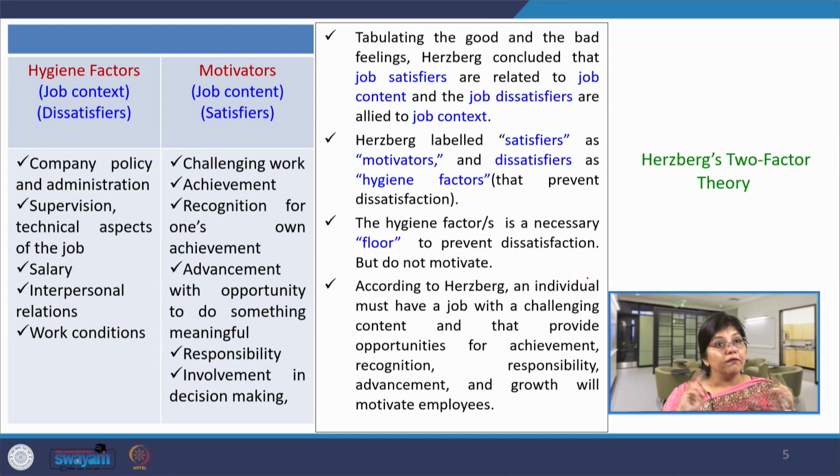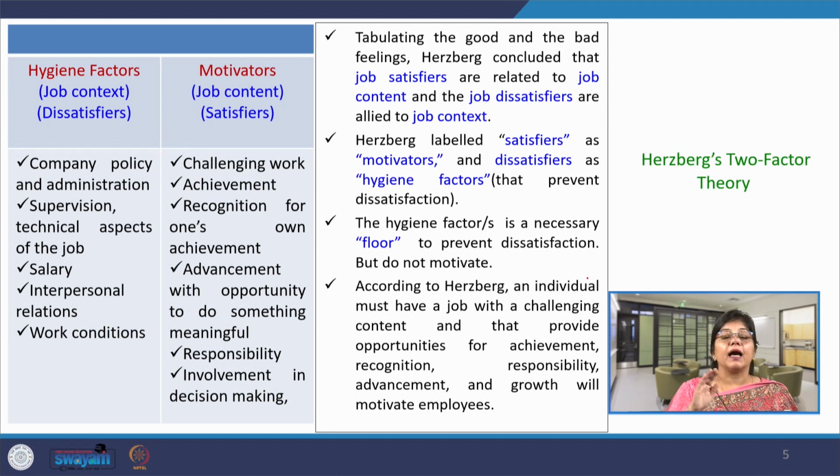So, there is a difference: hygiene factors are dissatisfiers because those factors were not motivating the employees, whereas motivators were not only leading to satisfaction, but also leading to motivation. So, what are those factors? It was identified from the data that company policy and administration, supervision, technical aspects of the job, salary, interpersonal relationships and work conditions were only maintaining a level of satisfaction, not dissatisfaction. There was only no dissatisfaction.